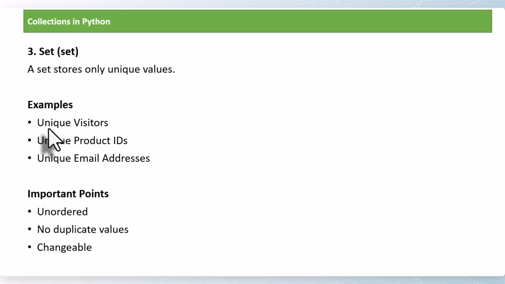When you want to store the unique visitors, unique product IDs, unique email addresses, at the time you can use the set data type. Some of the important points here: set is unordered. There is no order, there is no sequence in the set elements. Set does not allow duplicate values, right? So no duplicate values are allowed.